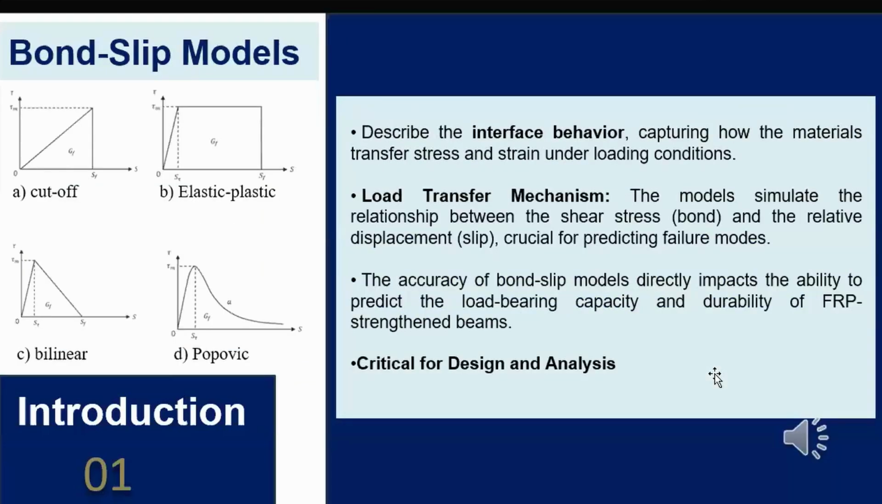And this brings us to the concept of bond slip models, which are vital for accurately predicting the performance of FRP members. Bond slip models describe the interface behavior between the FRP and concrete, capturing how stress and strain are transferred under loading conditions. The relationship between bond stress and slip is nonlinear. As shown, we have many models studied in the literature: cut-off, elastic plastic, bilinear, Popovics, all different models, but they all confirm the increasing part at the beginning and then the decreasing part of the bond slip behavior.